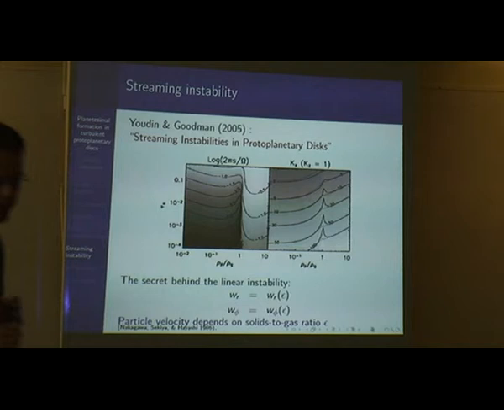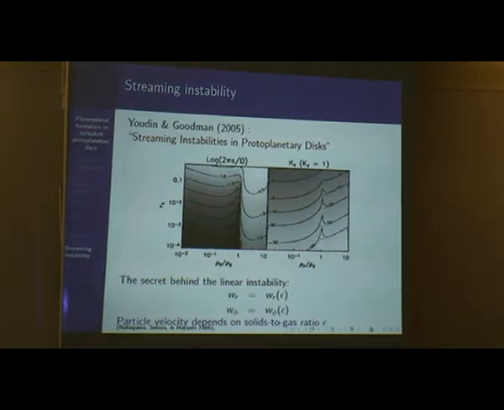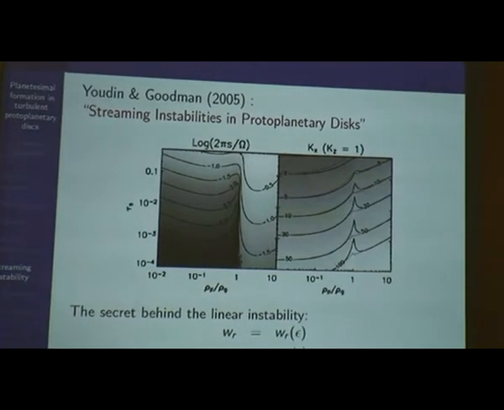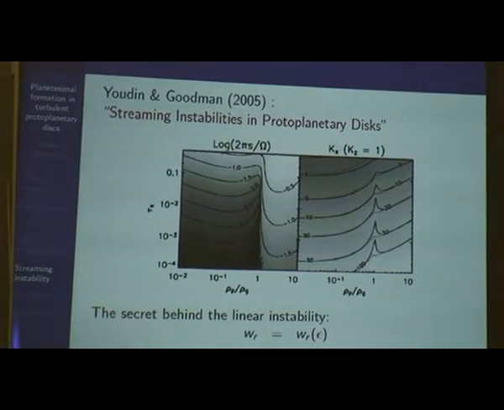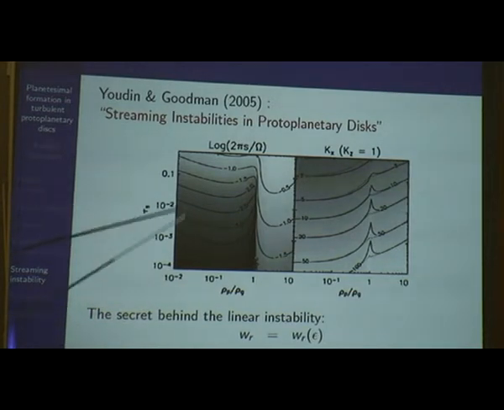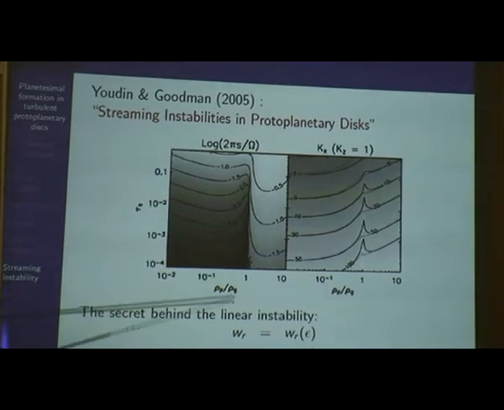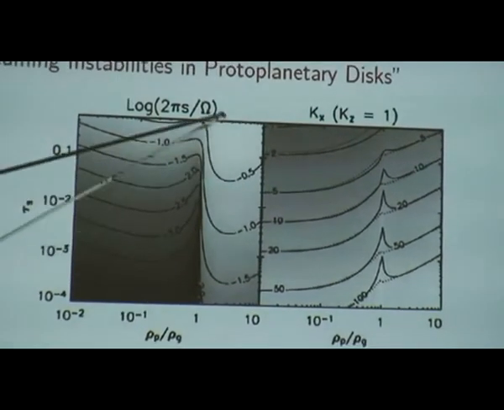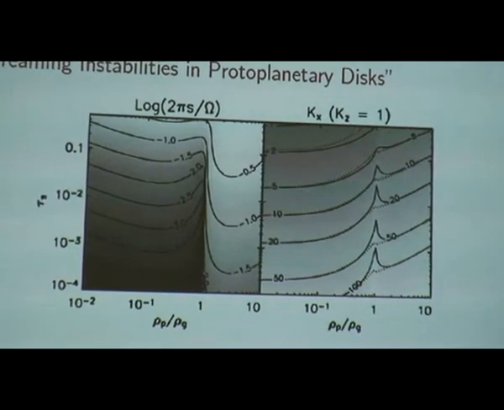Okay, so another thing we looked at with particles is that there's a nice drag force instability called streaming instability. Which means that the coupled motion of solids and gas in protoplanetary disks is actually linearly unstable through streaming instability. And it depends more or less on the solid to gas ratio and on the friction time. This is the growth rate that you can see. When the friction time is sufficiently high, you can have growth rates. This is the log of growth rates. You can have growth rates that are fairly big.